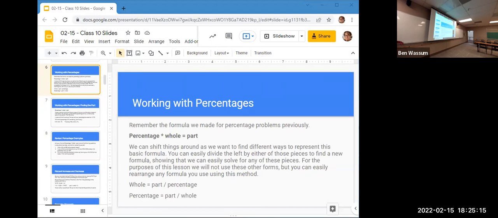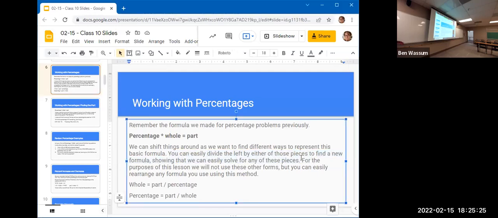Hey, look, this entire slide is what I just talked about. Like I said, you can easily divide the left by either of those pieces, and you could find a new formula showing that you could easily solve for those pieces. But for the purposes of the lesson, we won't use either of these other forms, but you can easily rearrange any formula you use using this method. And there is that nice little guy that we made up at the end of the last. Yep, whole is part over percentage, and percentage times whole is equal to part.